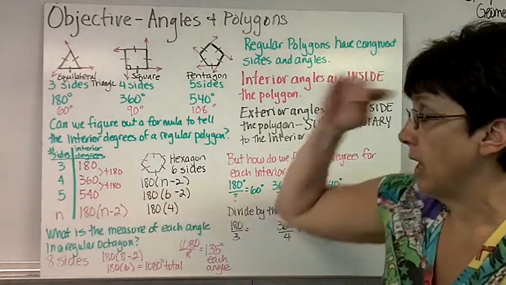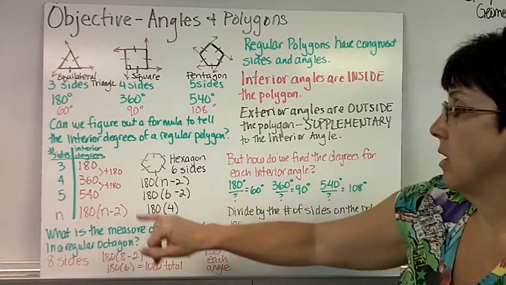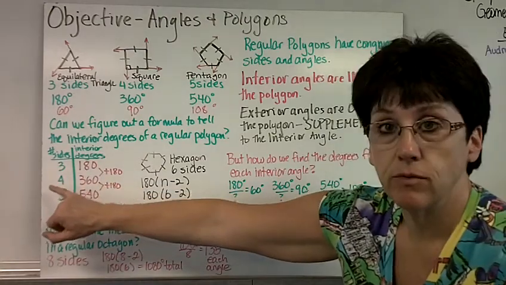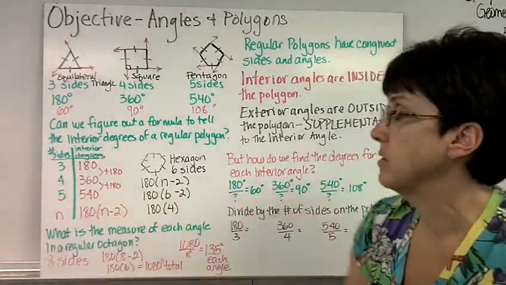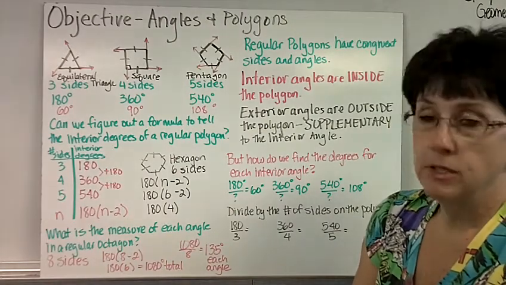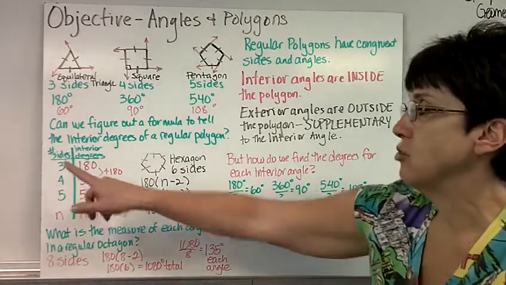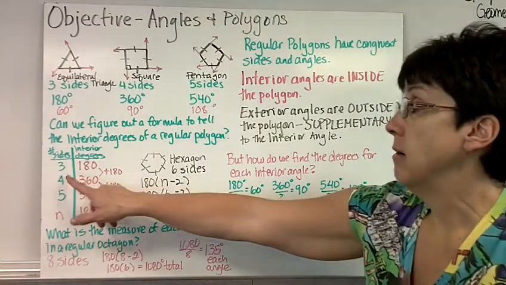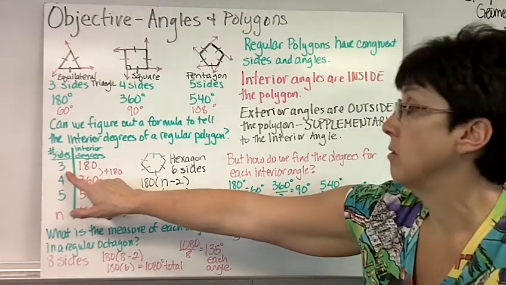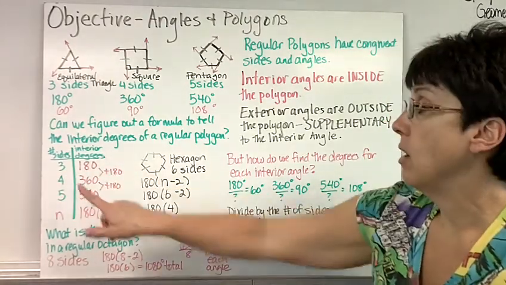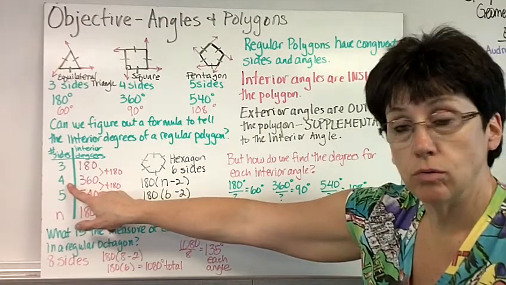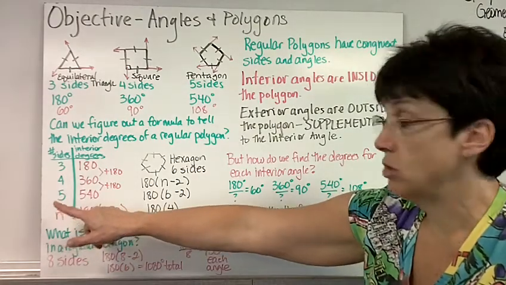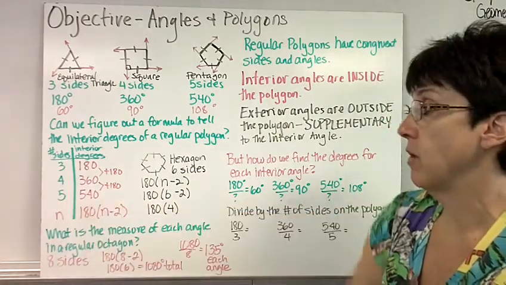So how would we get to 180 from 3 sides, or 360 from 4 sides, or 540 from 5 sides? Well, people did a little bit of thinking, and they thought, what if we subtract 2 from the number of sides, and then multiply that by 180? Look, 3 minus 2 is 1. 1 times 180 is 180. 4 minus 2 is 2. 2 times 180 is 360. And 5 minus 2 is 3. And 3 times 180 is 540.